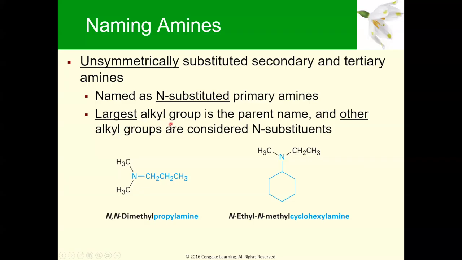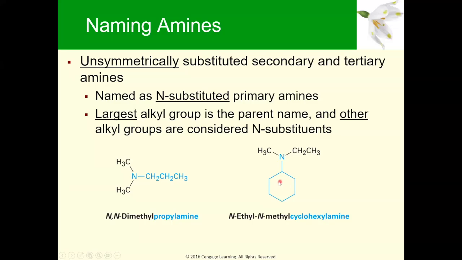So the largest alkyl group is the parent name, and the other alkyl groups are just considered as substituents on the nitrogen, N substituents. For example, you've got 2 examples here. We've got a methyl group, a methyl group, and we have a propyl group, a 3-carbon group. Since the propyl group is the longest one, we could just call it propylamine, and then the other 2 are called N,N-dimethyl. So N,N-dimethylpropylamine.